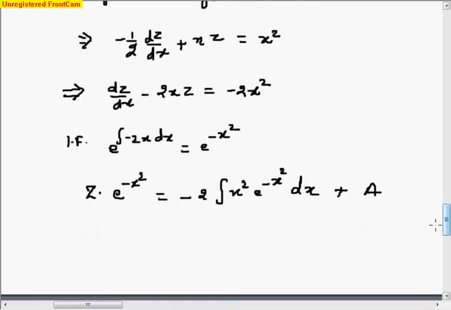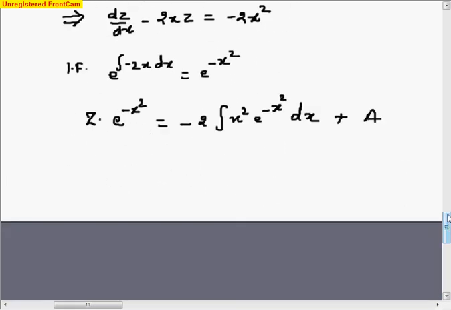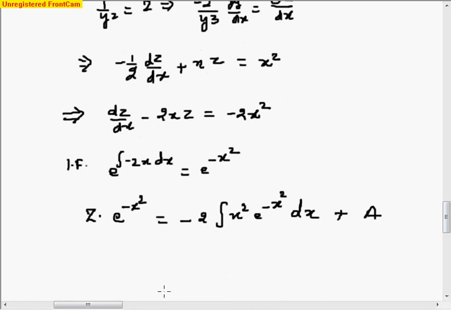So now you can put the value of z back. What was your z? z was 1 upon y square, I think. Yeah, z was 1 upon y square. So you will put the value of z back: 1 upon y square times e raised to power minus x square is equal to the integral of minus 2 x square e raised to power minus x square dx plus a.